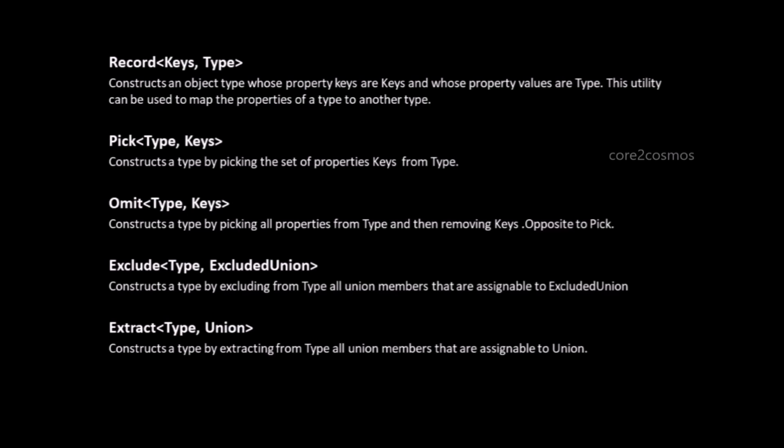Omit utility function in TypeScript is exactly opposite to pick. It constructs a type by picking all properties from type and then removing the keys. Use a exclude utility function in TypeScript when you want to construct a type by excluding from type all union members that are assignable to the excluded union. Use a extract utility function in TypeScript when you want to construct a type by extracting from type all union members that are assignable to the union.